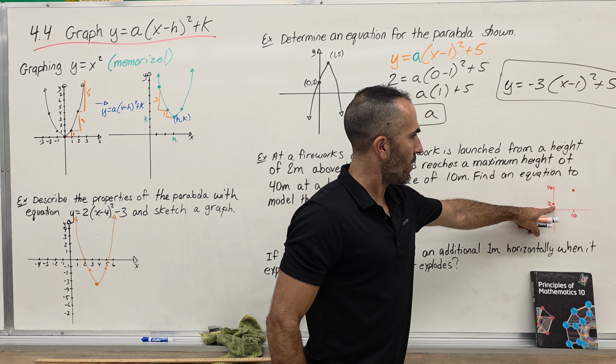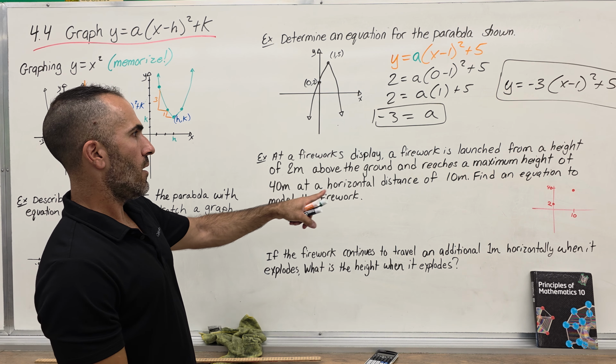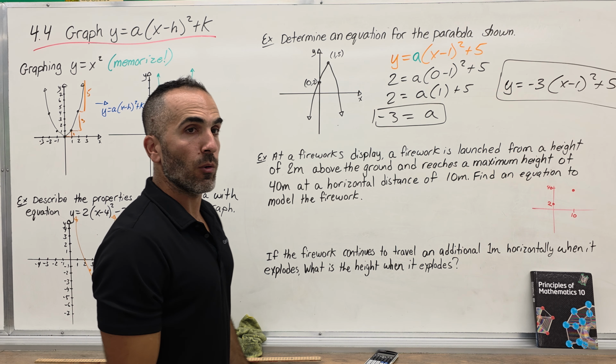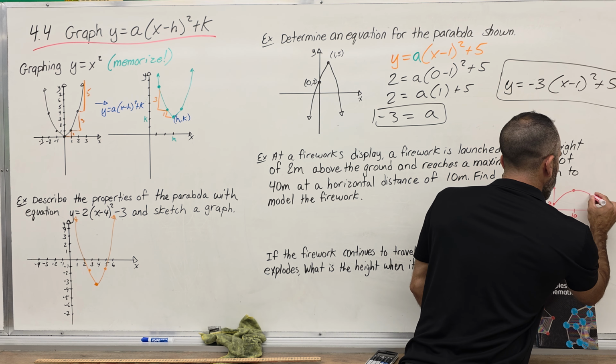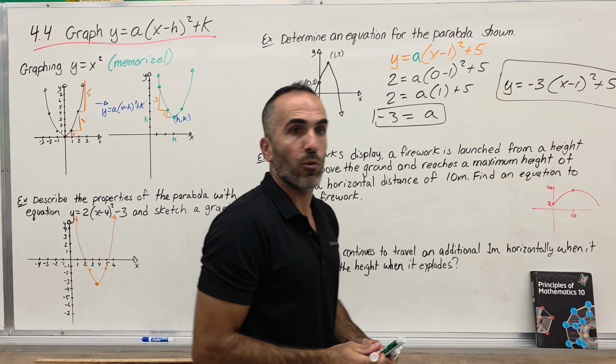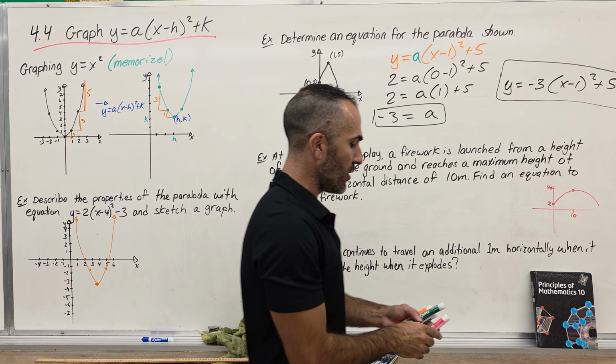Gets launched from here, hits 40 when it's 10 away. Find an equation to model the firework. Okay, well I have the vertex and I have a point. And I know the parabola is going to kind of look like this, right? Something like that. I don't really care how the parabola looks. I have the vertex and I have a point, so I can come up with the equation.